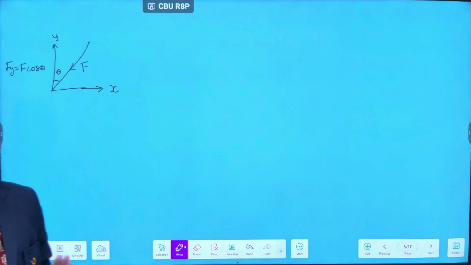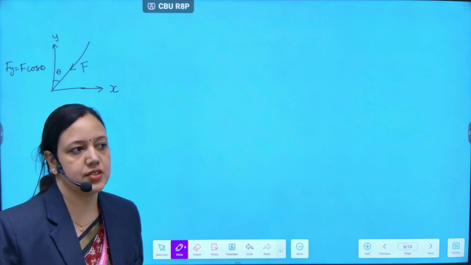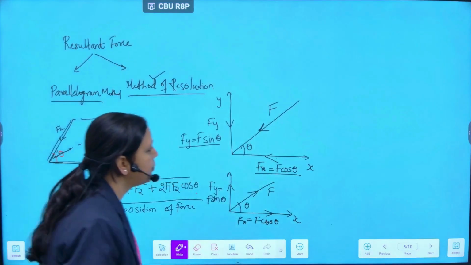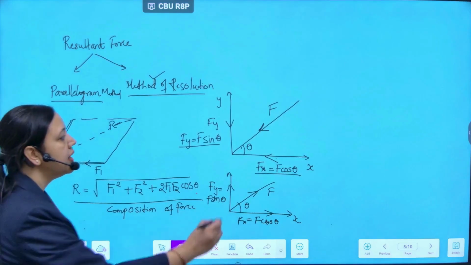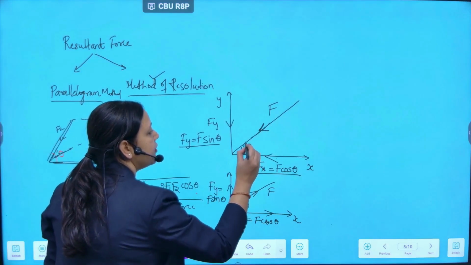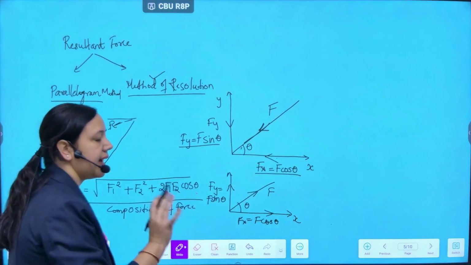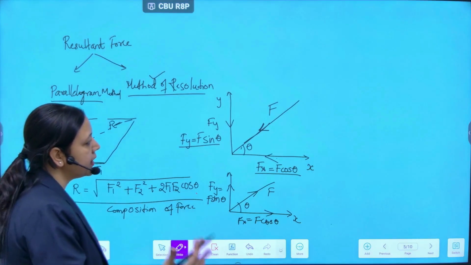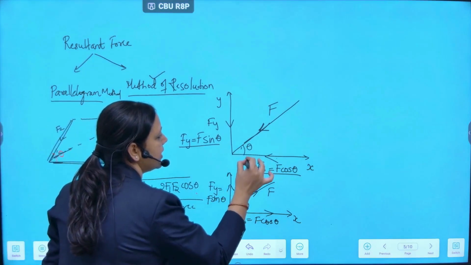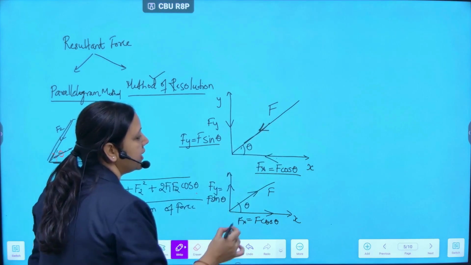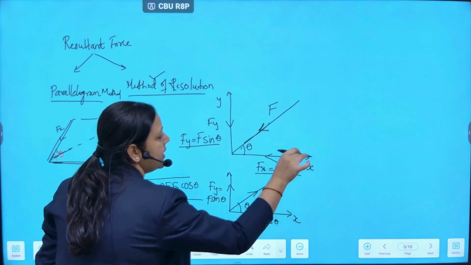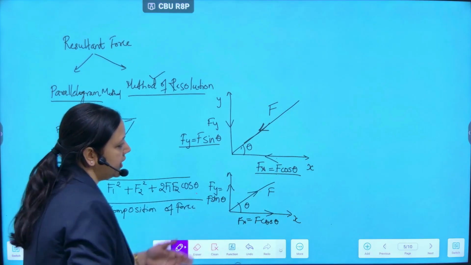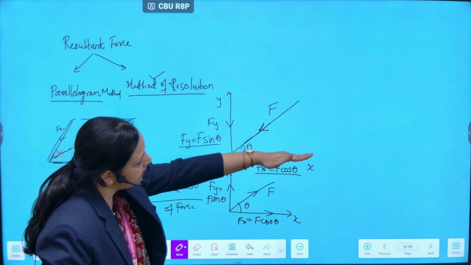It is not F sin theta. It is F cos theta, because in the previous case, as you have seen, I told you that whatever angle F is making with respect to the axis, it could be x axis or y axis, that axis is the axis for calculating F cos theta. It is resolved along that axis.